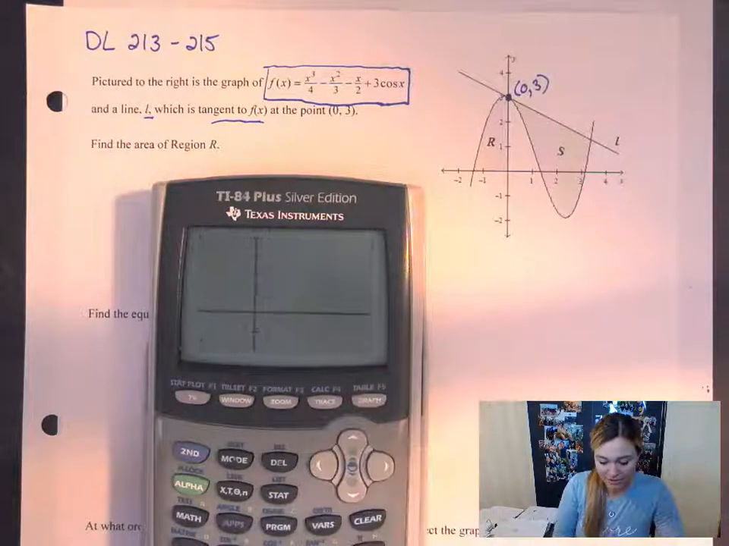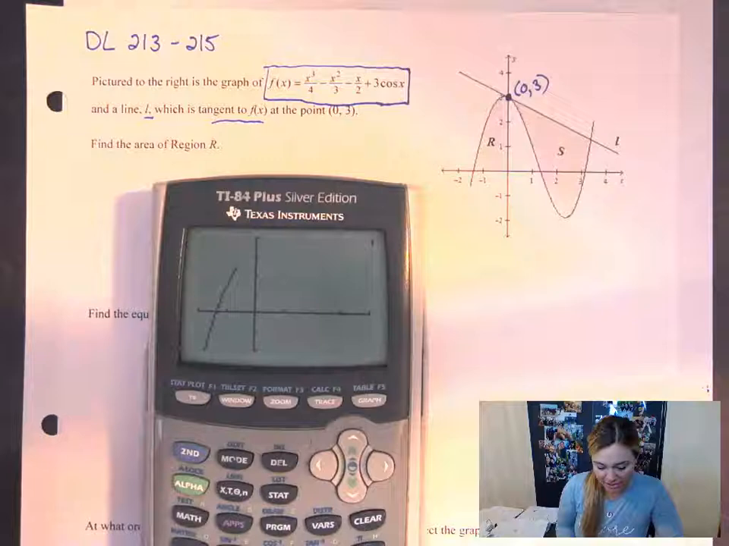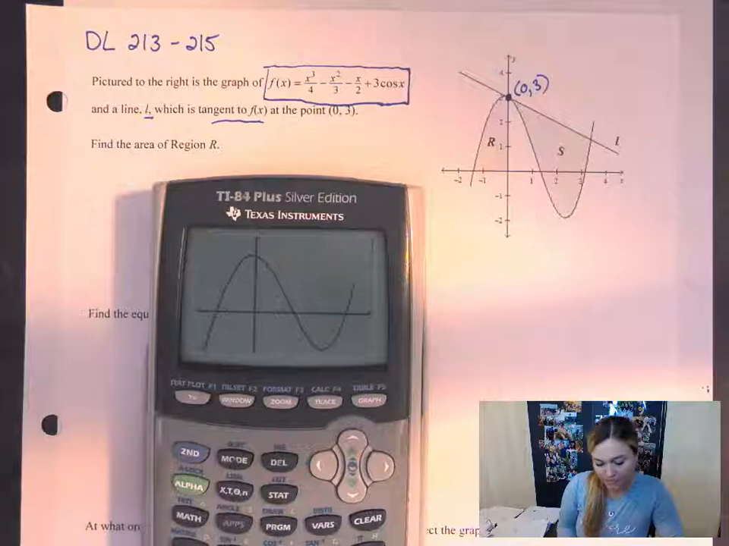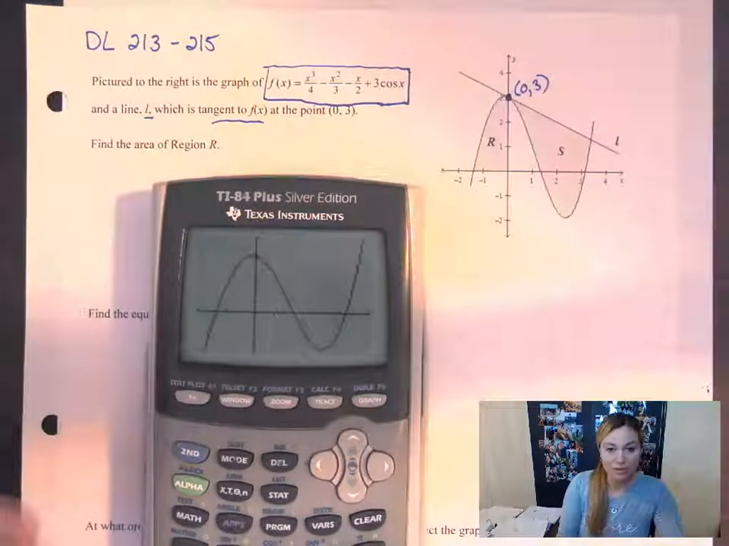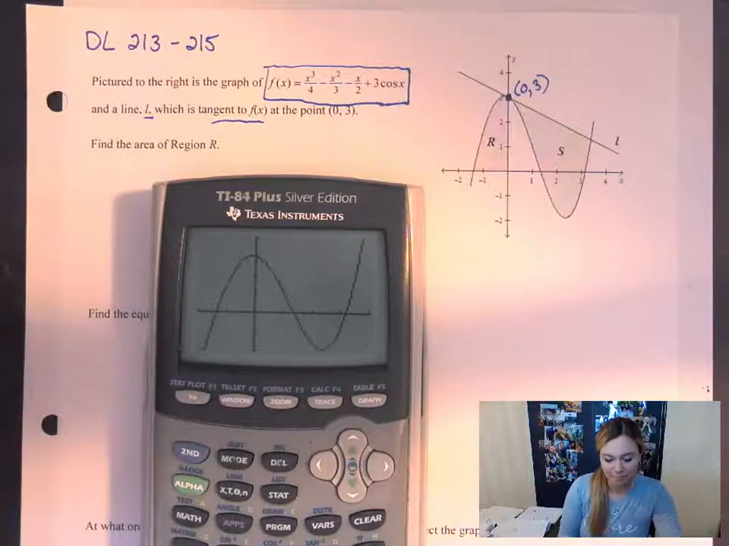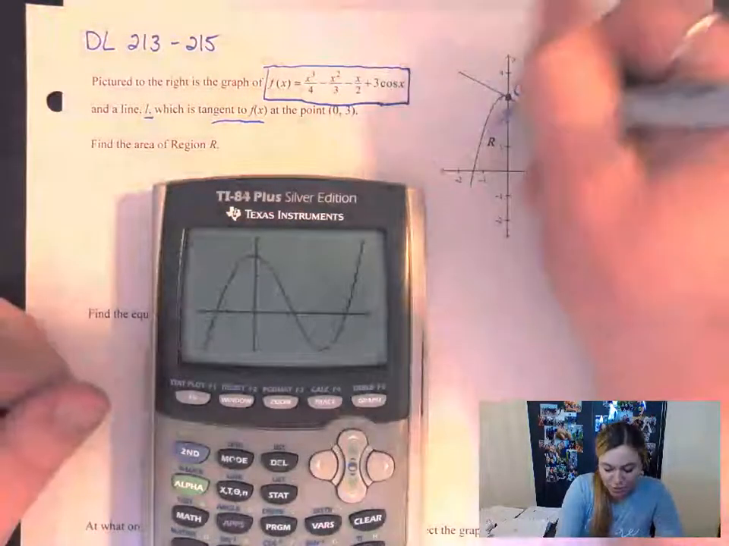If I graph this, does this actually look like this? Oh, looking good. Yeah, probably did this right because this looks really similar over here. Or you can just check what you have in for y equals again. So this says find the region of R.